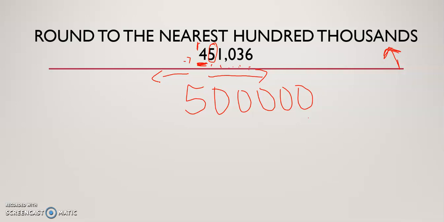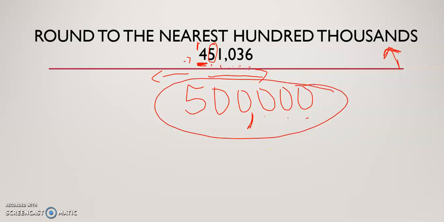Start from the back, 1, 2, 3, comma. 1, 2, 3. I have 3 more digits, but if there's not another digit in front of that set of 3, I do not need another comma. So my answer is 500,000.